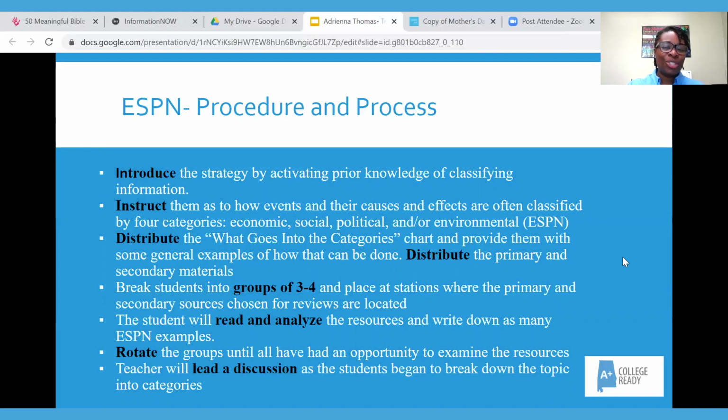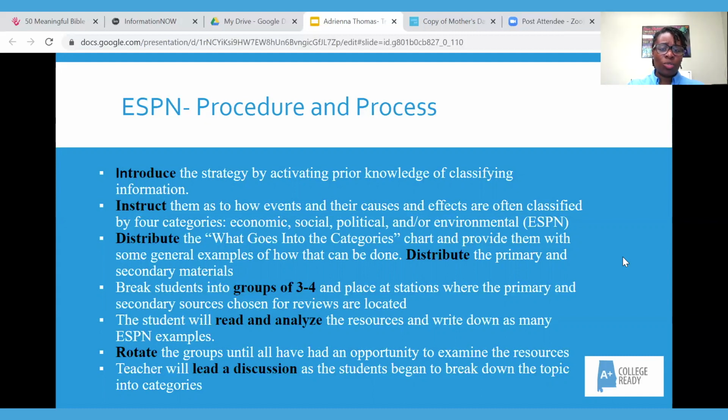Then you will distribute your primary and your secondary materials. This is what they're going to read. This is what they'll use to pull out examples of economic, social, political, and environment. Then you'll break your students up into, it is suggested, 3 to 4 groups, but you know your class, you know how your students can be broken up.